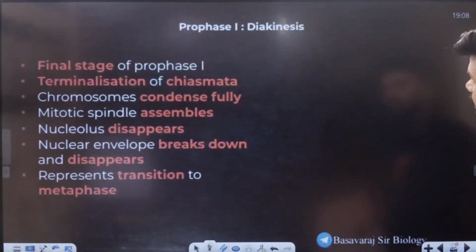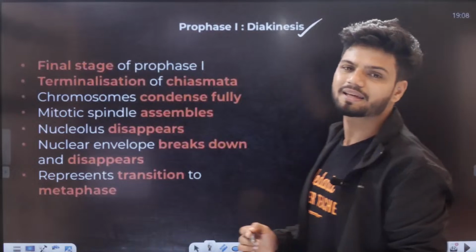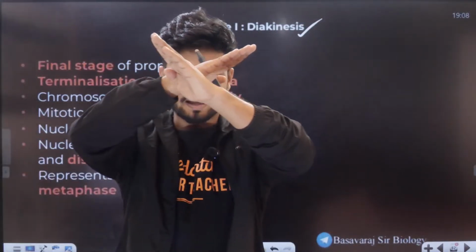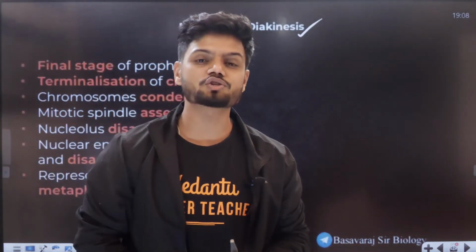Okay. Now the last stage is called diakinesis. In diakinesis, the X-shaped mark is there, right? That X-shaped mark also terminates. That is called termination of chiasmata.